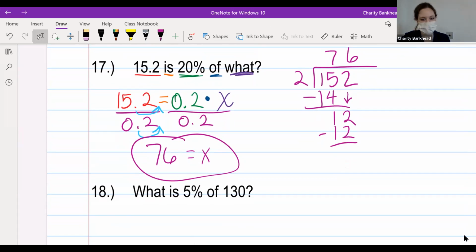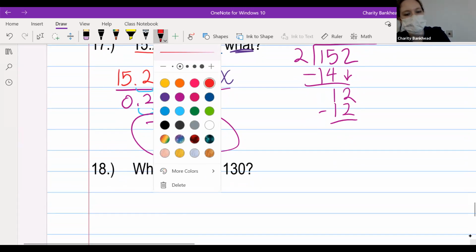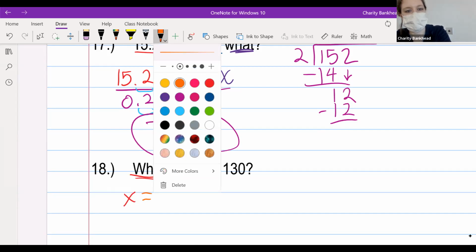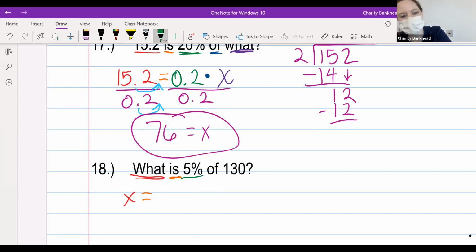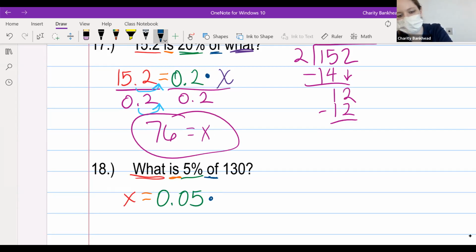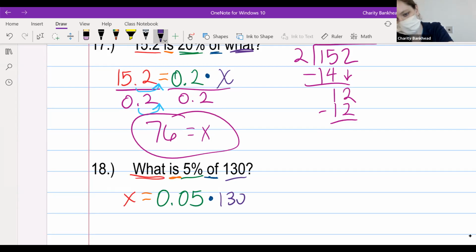And then number 18 says, what is 5% of 130? So again, when it says what, that's where I'm going to put my X. So X. And wherever it says is, that's my equal sign. And then 5%, I'm going to go ahead and change that to a decimal, which would be 0.05. And then of means times. So times 130. So X equals 0.05 times 130 is the equation.